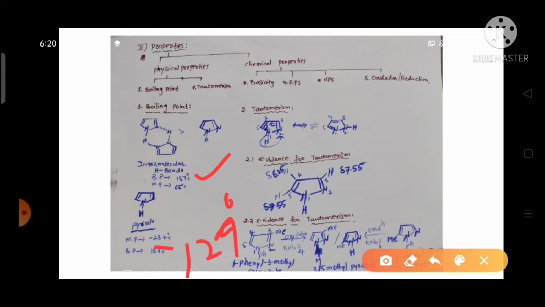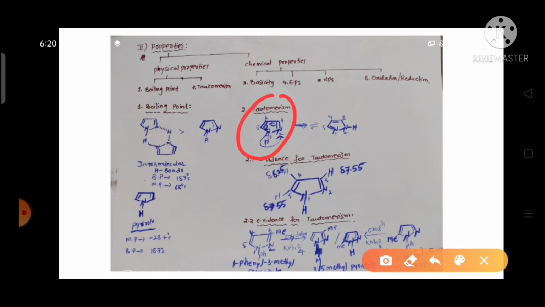And next one is the tautomerism. Here, tautomerism means shifting of the small atom or a group of atoms from one position to another position. So in pyrazole, two nitrogen atoms are present in the adjacent position, and the hydrogen shifts in between these two nitrogen atoms.